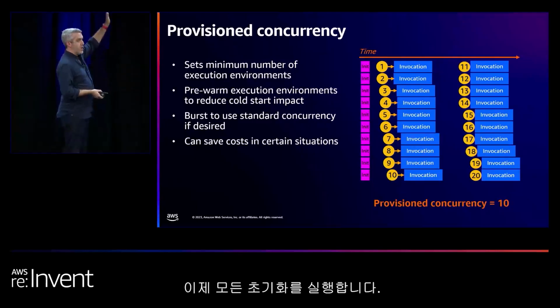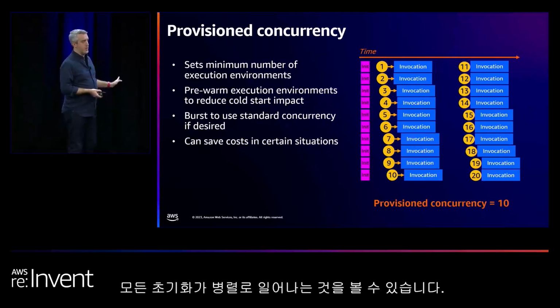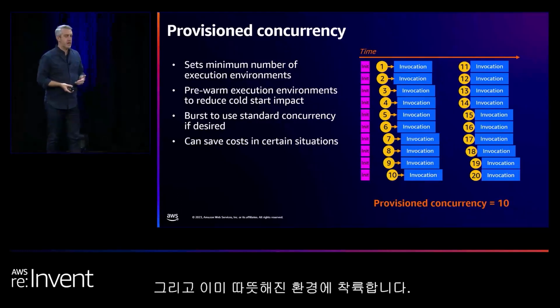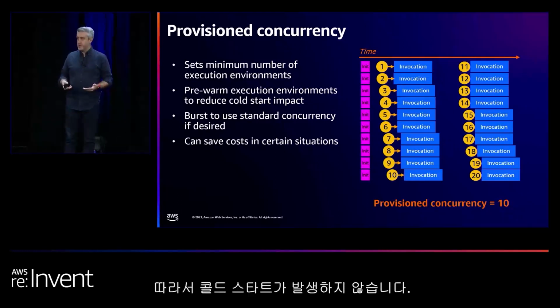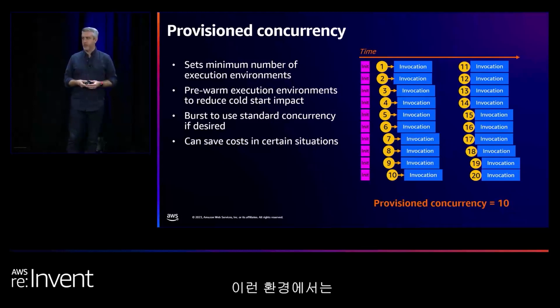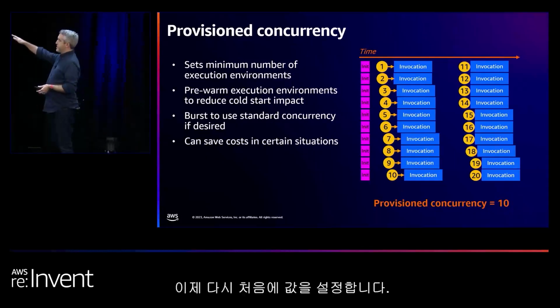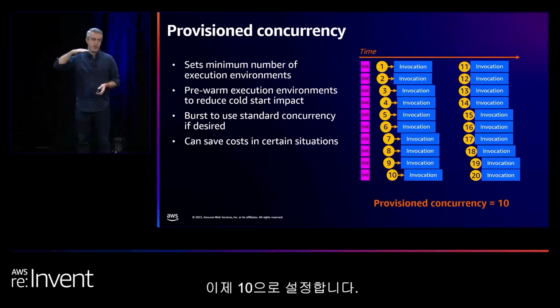We go then and run all those inits. So you see all those inits happen in parallel. At some point, your events come in and they land on those already warmed environments. And so you won't see a cold start in front of those environments. Now again, you are setting this initially for a value. So you're setting it for 10.